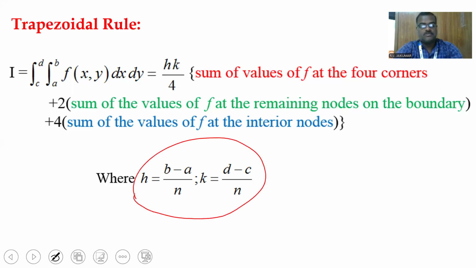Here we have the values of h and k. I have used three different colors to differentiate the values in the table. In the formula, we have three terms: corner values, boundary values, and interior nodes. So I have used three different colors for that. Corners are indicated as red color, boundary values as green color, and I've used blue color for the interior nodes. While solving the problem, you can easily understand it.